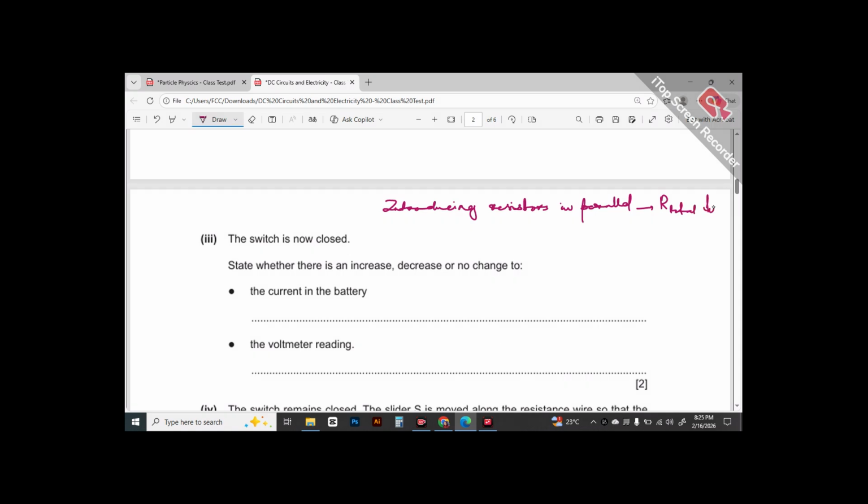आर टोटल डिक्रीजेस. जब आपके सर्किट की टोटल रेजिस्टेंस डिक्रीज हो गई बट आपने अपने सर्किट को जो ईएमएफ प्रोवाइड किया है that remains the same, या जो आपने वोल्टेज प्रोवाइड किया है that remains the same, so this only suggests that current would increase. So the current in the battery would increase and the reading on voltmeter would decrease.